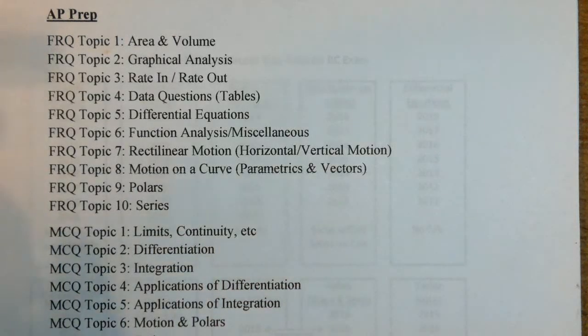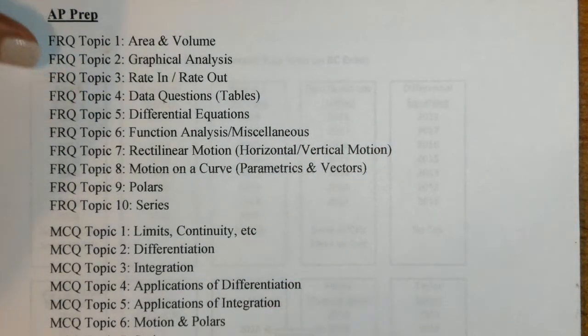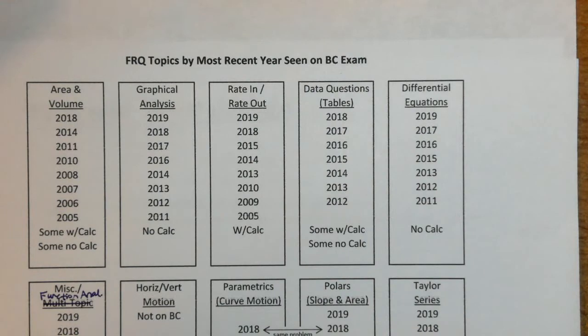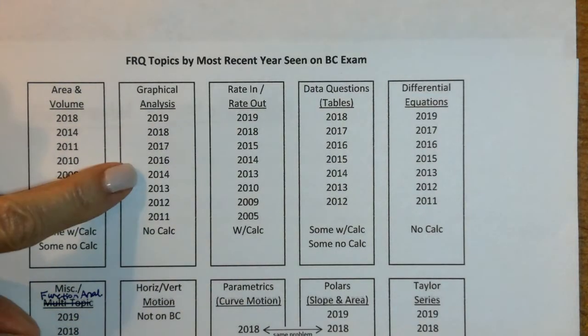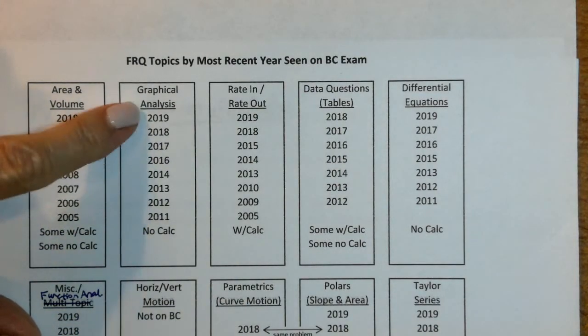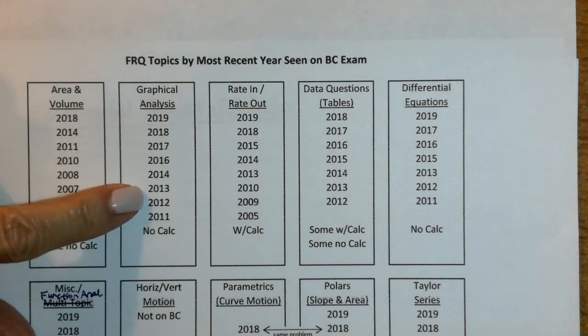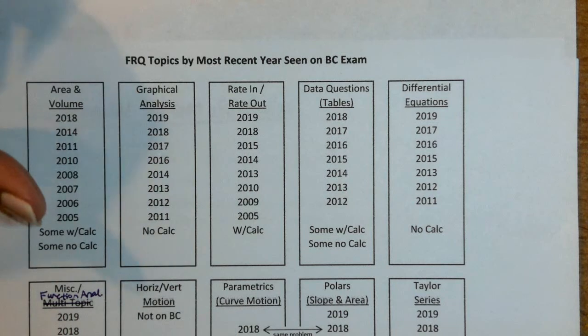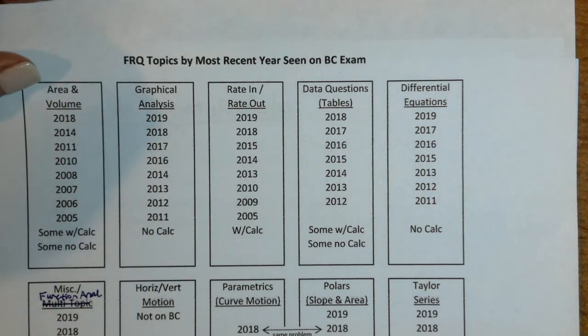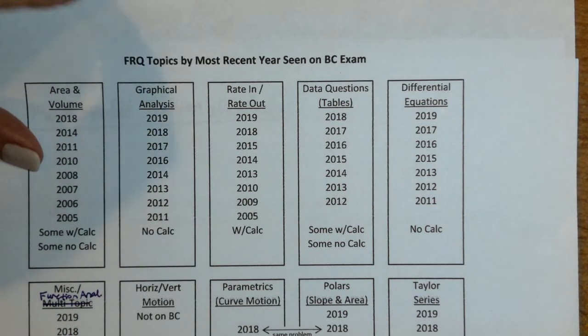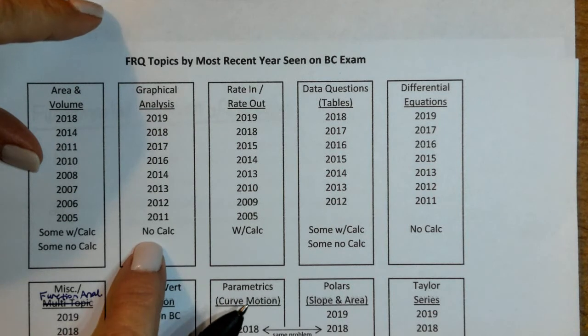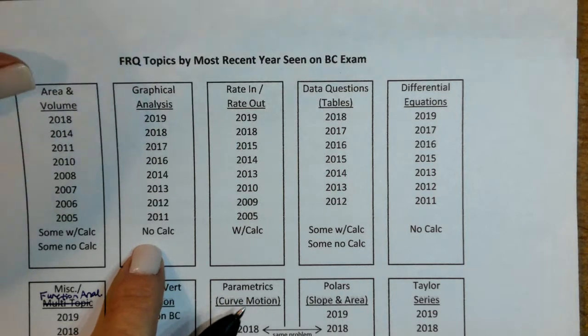We are on FRQ Topic 2, Graphical Analysis. These problems are going to look familiar to you, even though it's been a while since we have done these types of problems. This topic shows up a lot on the BC exam and on the AB exam, on both of them. Very few years have there not been any graphical analysis question. These are going to be your no calculator question.